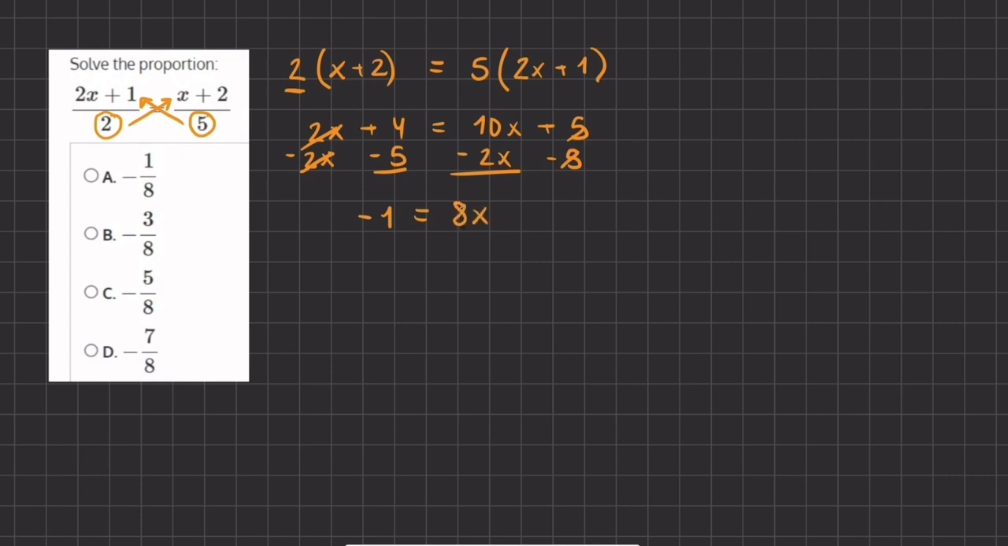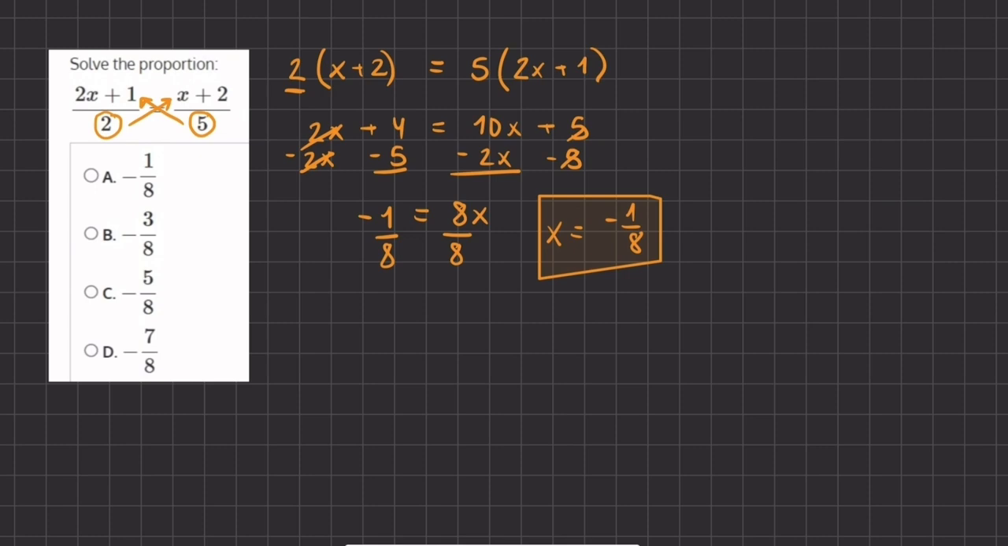8x. Now, in order to find the value of x, we want to isolate it, so we are going to divide 8 on both sides, and now we have x equal to negative 1/8. So that's going to be the value of x, and this is the value that's going to solve this proportion if you plug in negative 1/8 into the x values. So we solve this proportion by cross multiplying to find the value of x.